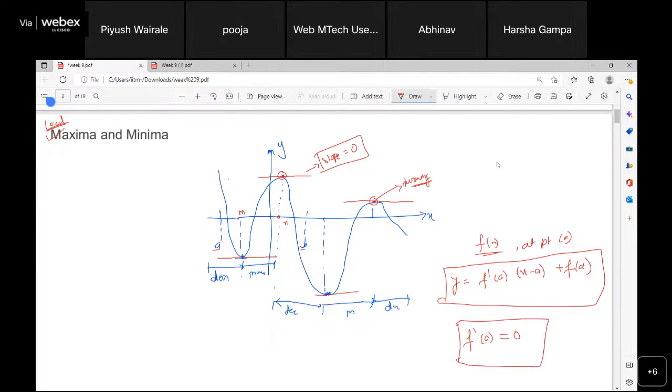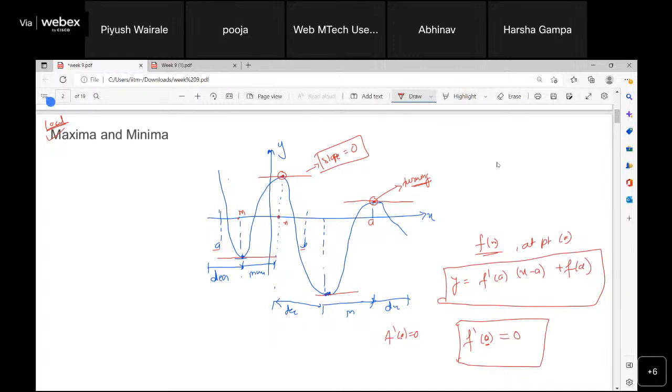Hello, are you getting what I'm trying to say? At this particular point where my slope is 0, that is the turning point, where the tangent is horizontal, I can say f dash of A is 0, right? Suppose this is A. So at this point, my f dash of A is 0, right? Now this point A is called the critical point, where f dash of A becomes 0. So this point is known as the critical point, right?